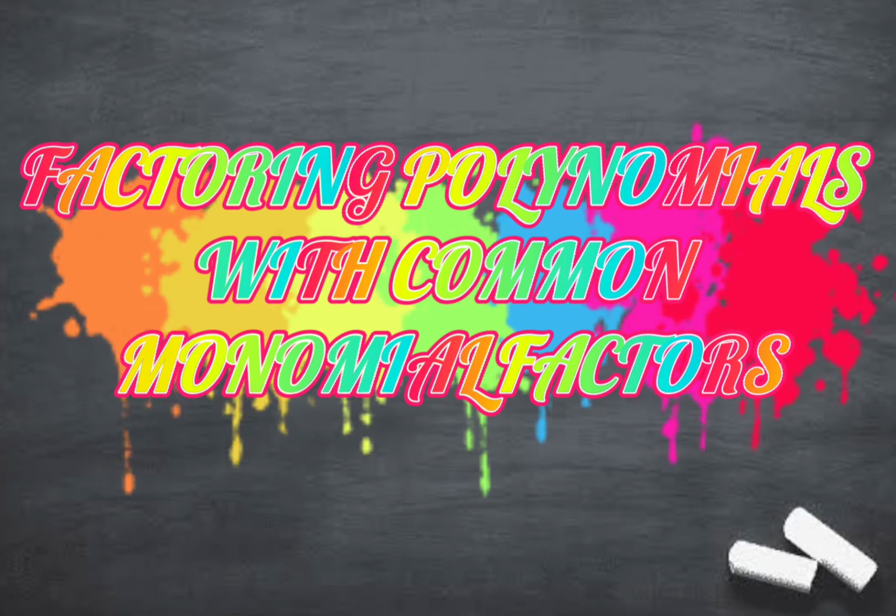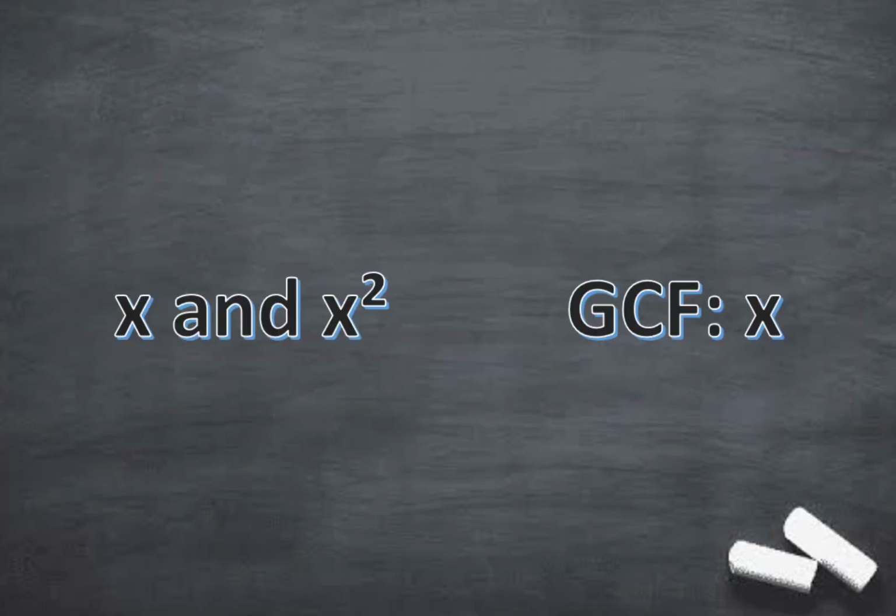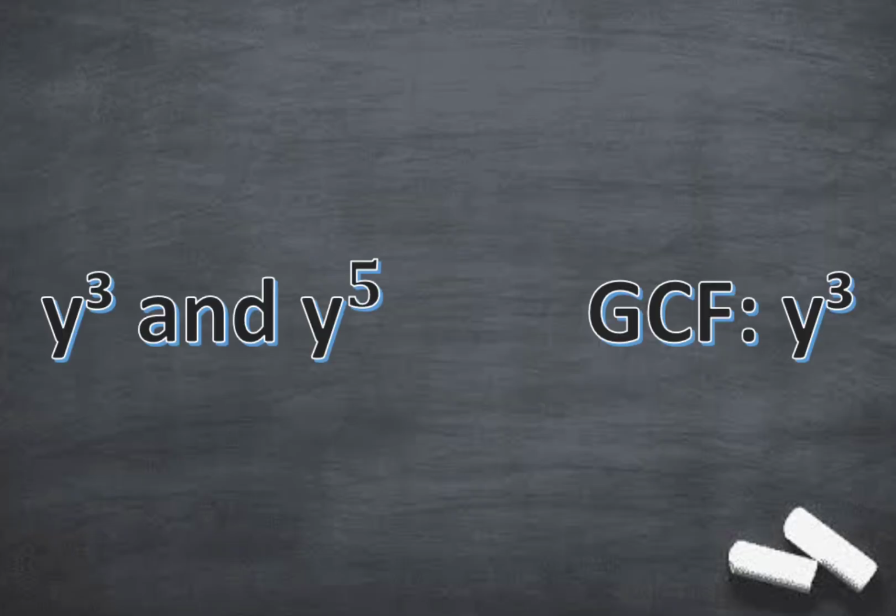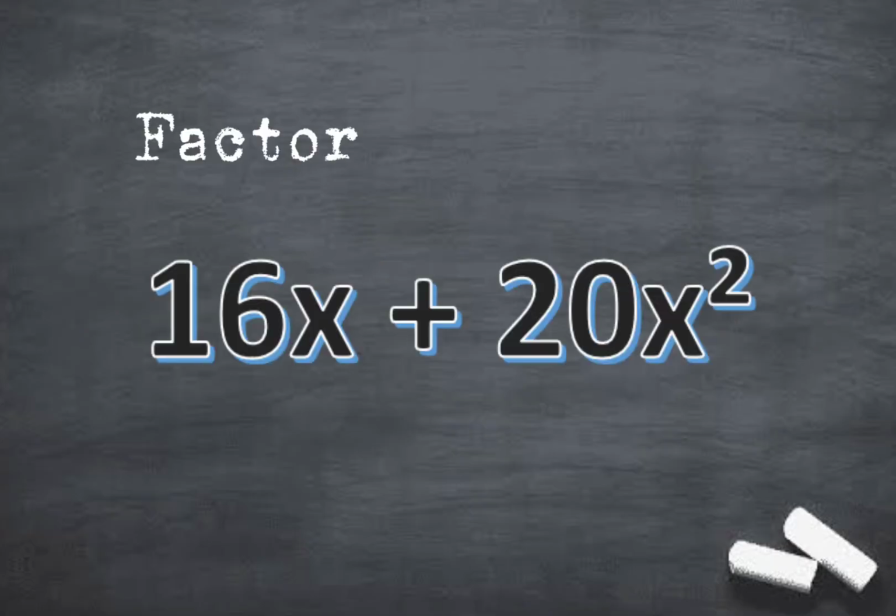Now let's proceed to factoring polynomials with common monomial factor. The GCF of polynomials works the same way. Just take note that for a set of expressions in the form x raised to n, the GCF will always be the expression with the lowest degree. For example, the GCF of x and x squared is x since x has the lowest degree. Another, for y cubed and y raised to 5, the GCF is y cubed since it has the lowest degree or exponent. Let us try factoring 16x plus 20x squared.